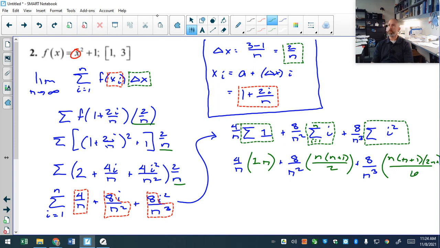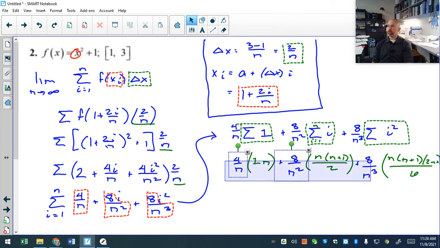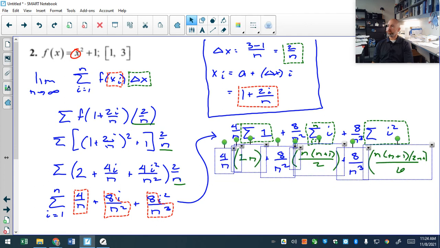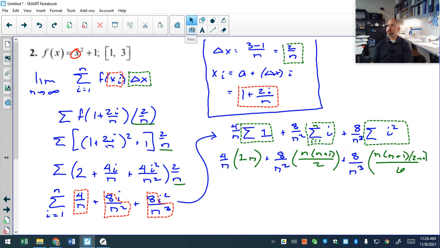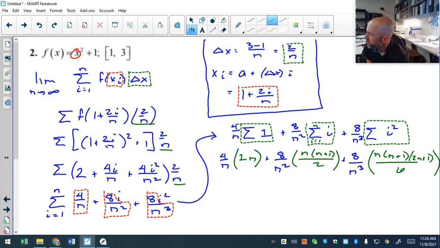I ran out of room. And we are almost done. 2n plus 1. There we go. Good. And then now I'm going to reintroduce my limit. We're doing the limit as n goes to infinity of all of this.